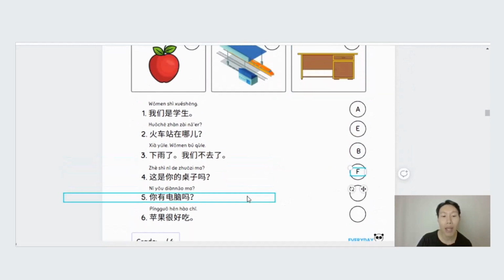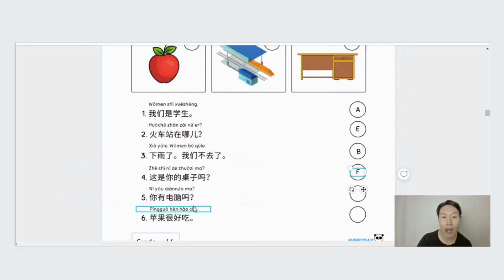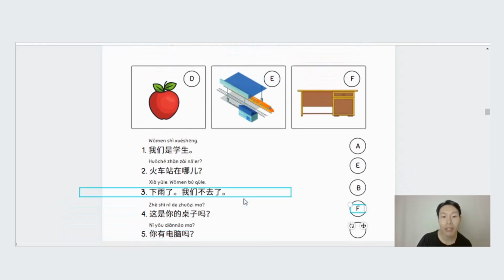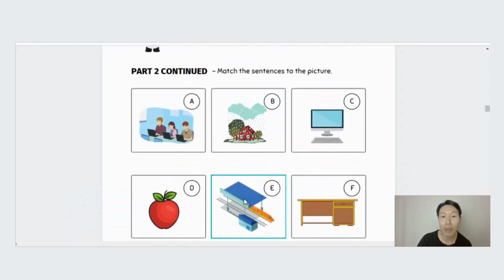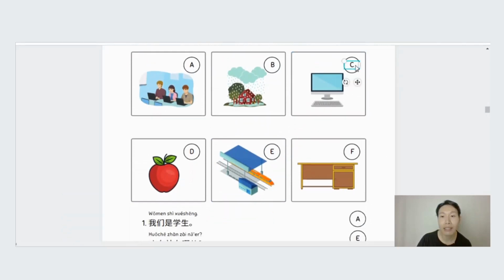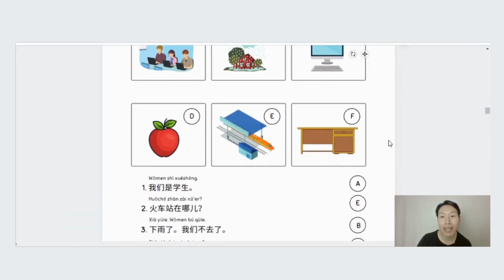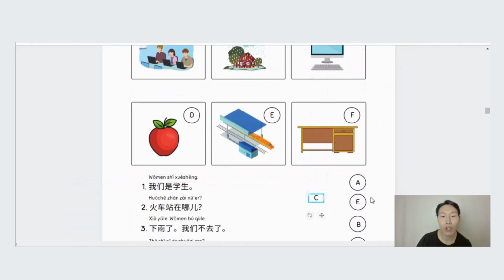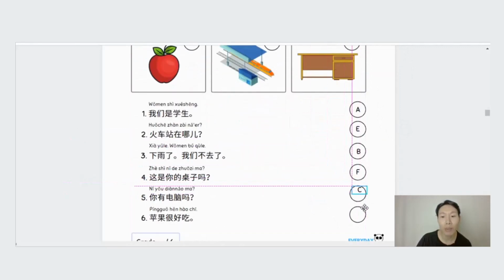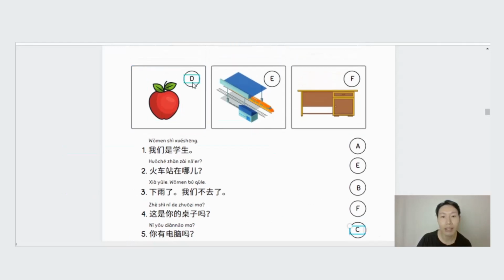Okay, number five, we have 你有电脑吗? Means do you have a computer? Because as I said before, if you see the word 电, it usually has something to do with electronics. So we can quickly eliminate the rest. So this is C. And finally, the one that's left over is D, right?